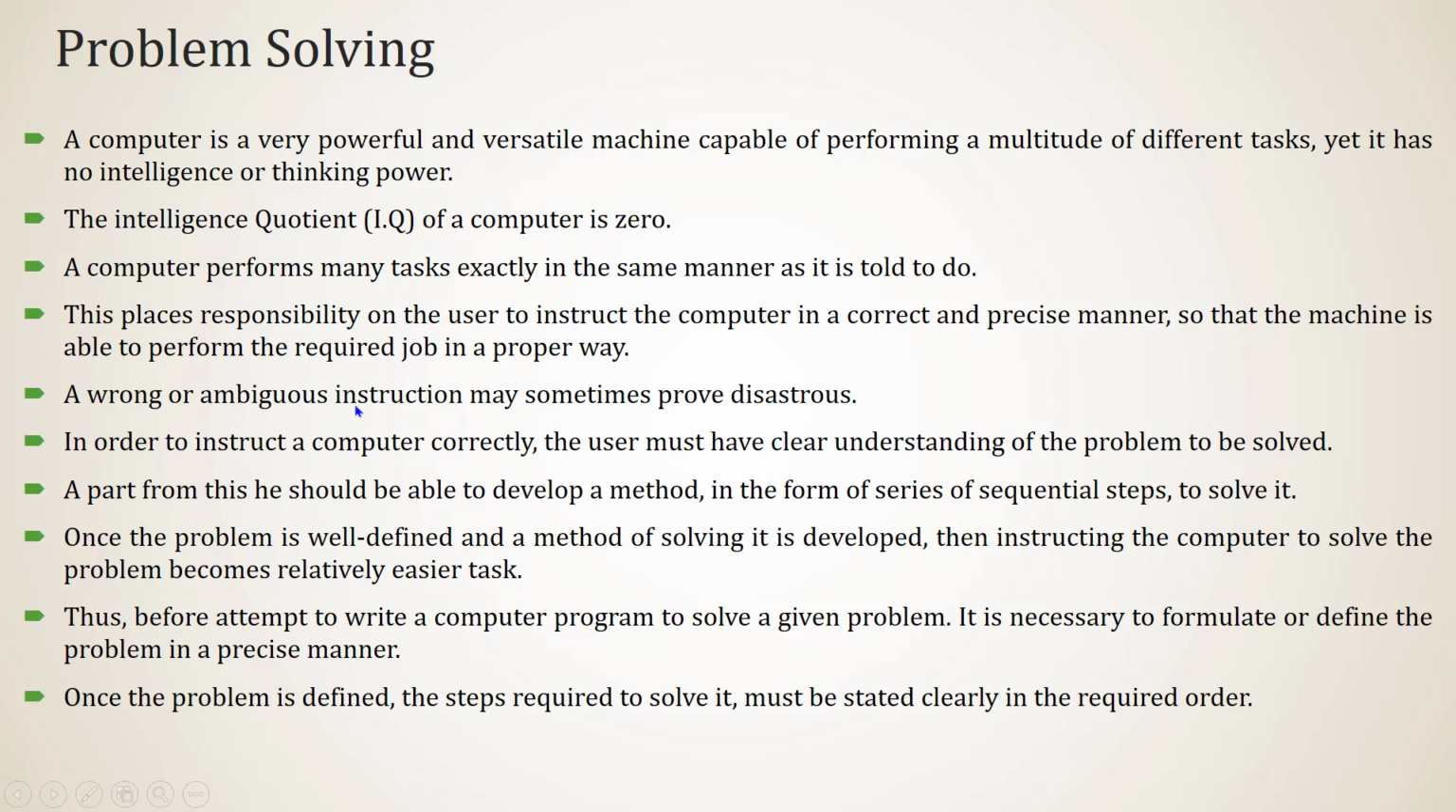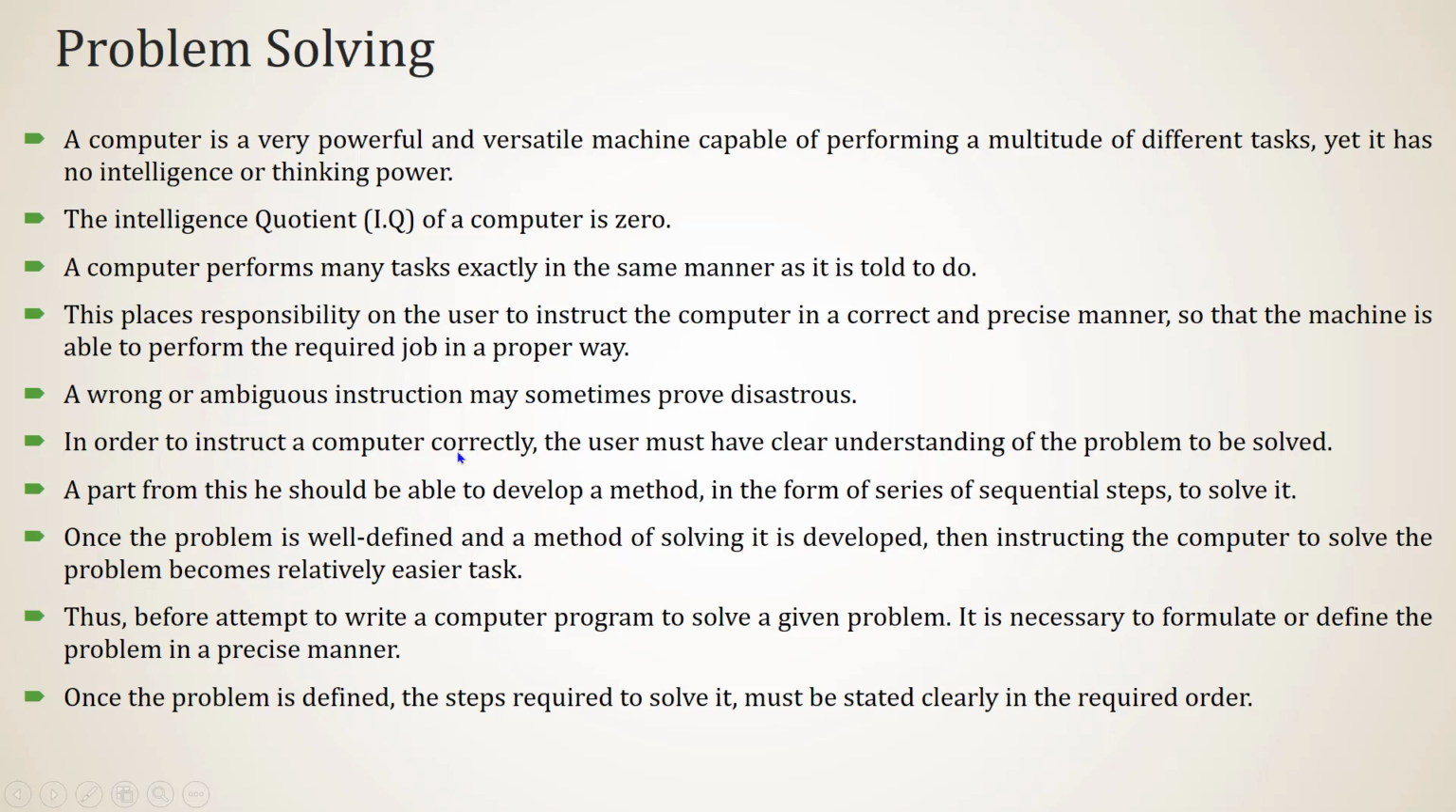Ambiguous instruction means confusing instructions. So if I say go to some place, and from there you have to go left and right, you can't do that because you can go either to the left or to the right. If somebody says you have to go left and right, it is not possible. It is confusing. Such instructions are called ambiguous instructions.